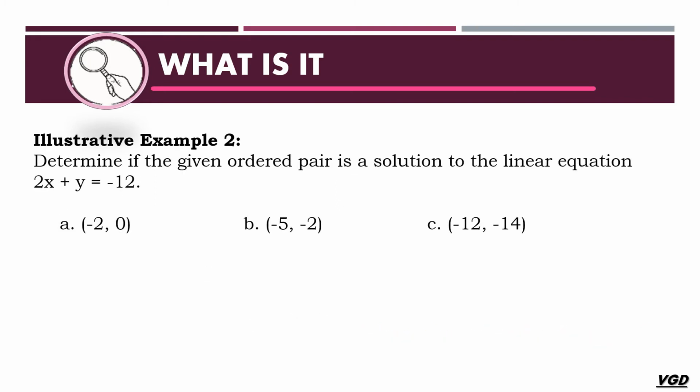Now let's have example number 2. Let's determine if the given ordered pair is a solution to the linear equation 2x plus y is equal to negative 12. So we have the following ordered pairs: negative 2, 0 in A. In B, we have negative 5 and negative 2. And in C, we have negative 12 and negative 14. Let's start with A.